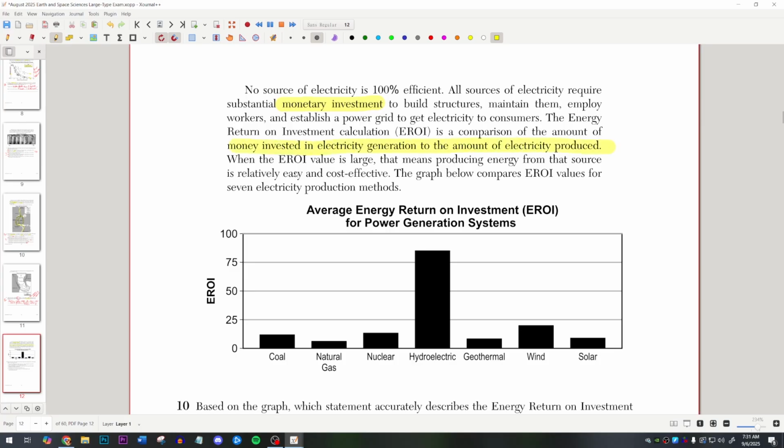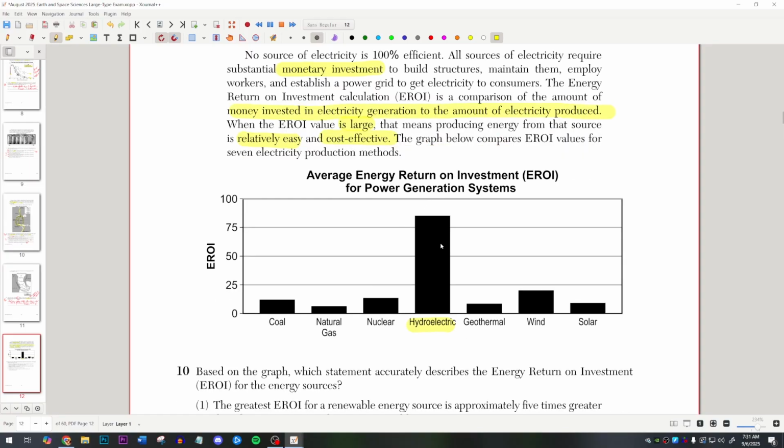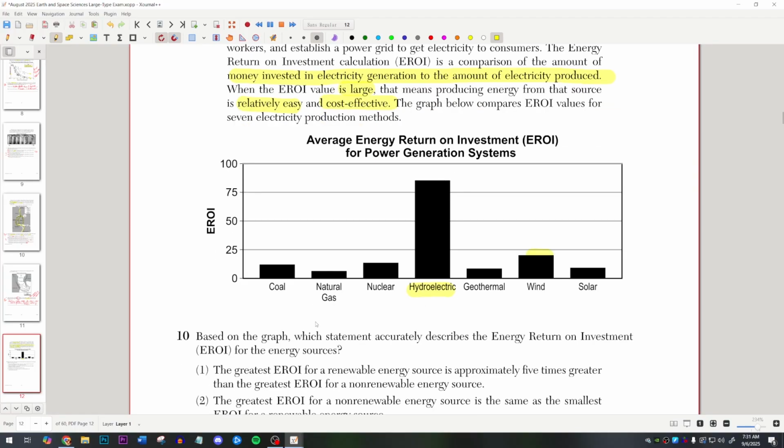Okay? When the EROI value is large, that means producing energy from that source is relatively easy. So large means it's easy and cost-effective, good. So if it's low, it's bad. You could see hydroelectric right now, that's a really good return. Wind is second. And the other ones are pretty bad.